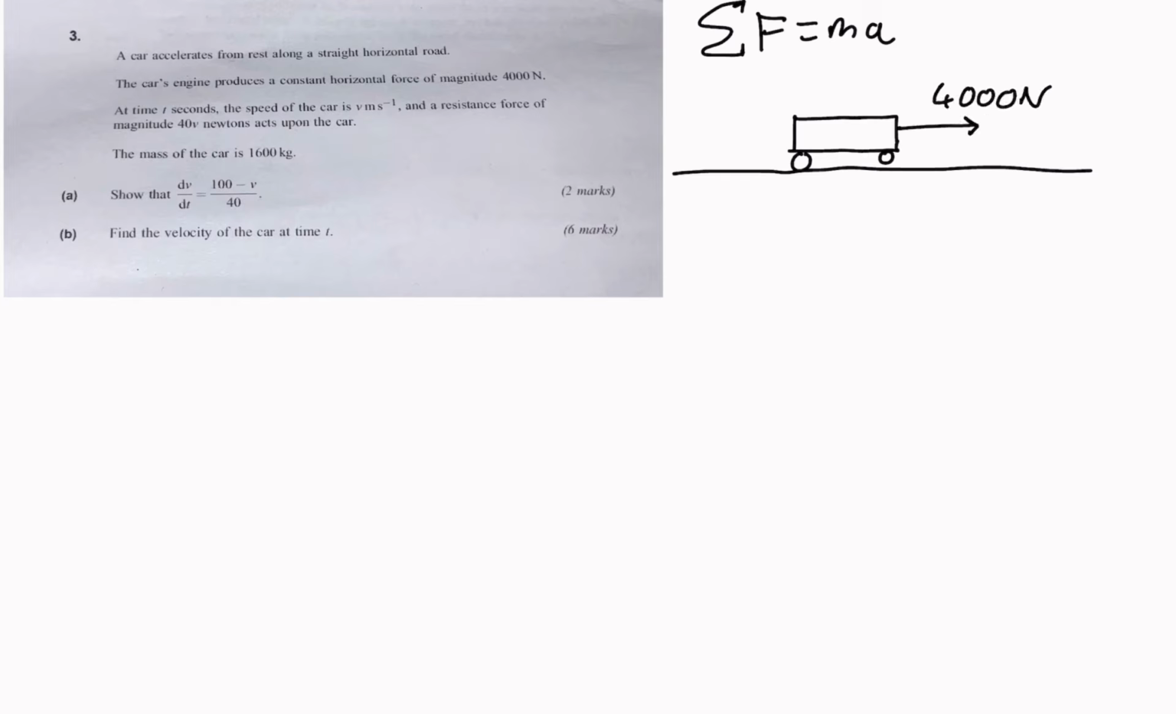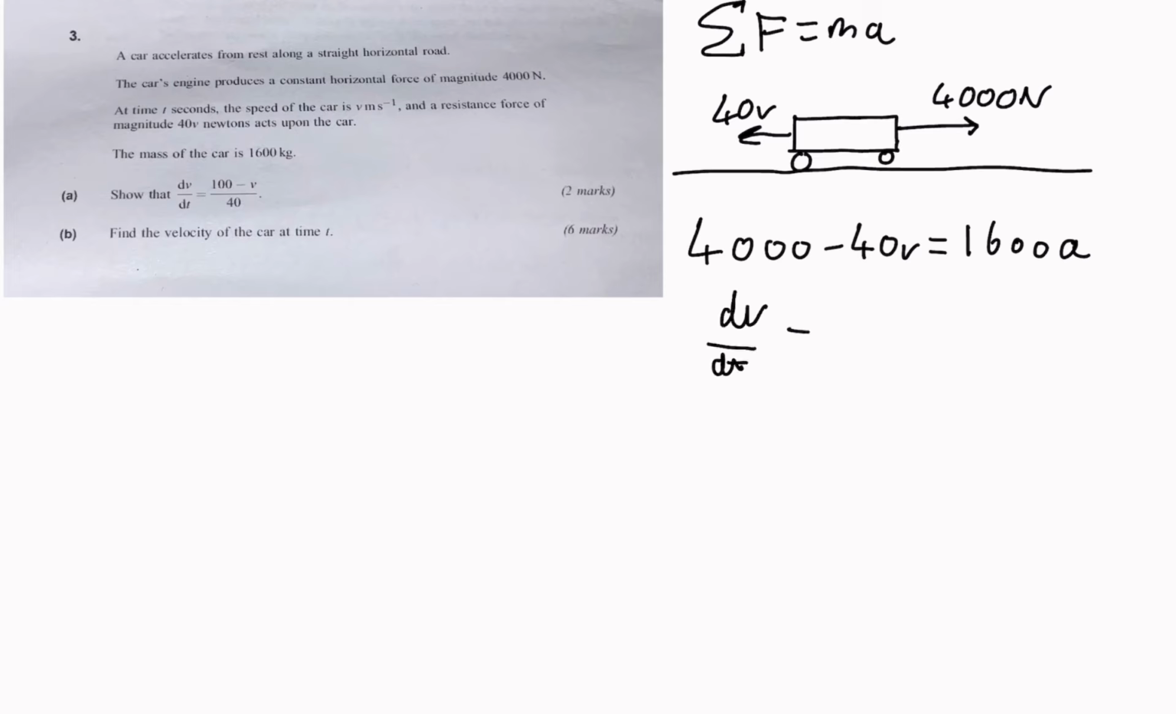Okay, so just like the last question, we can say that resultant force equals ma. And if we draw a little diagram out here, we can see that 4,000 newtons acts to the right and 40v acts to the left. So we can say that 4,000 take 40v equals 1,600a. Now, the question is asking for dv over dt and not a.